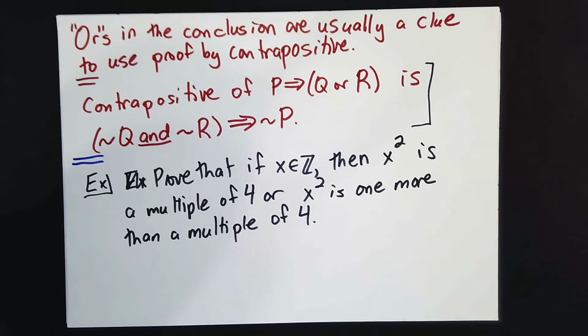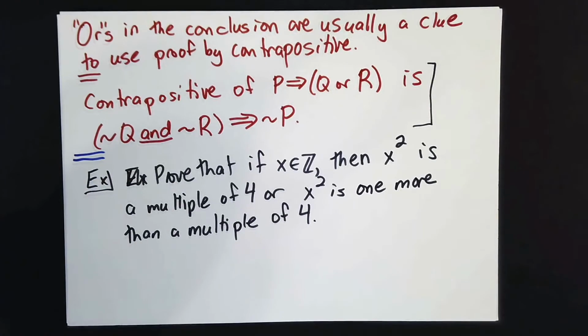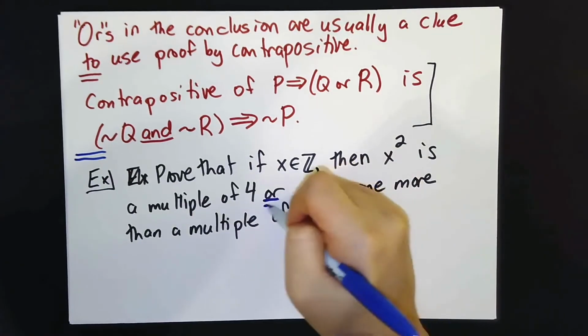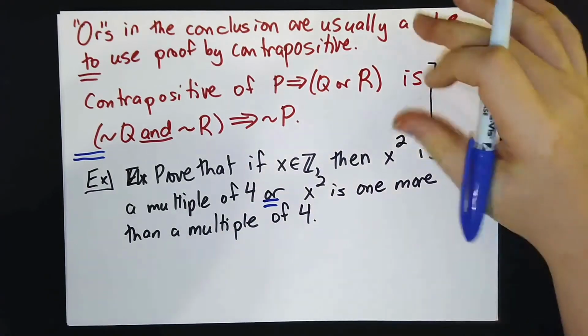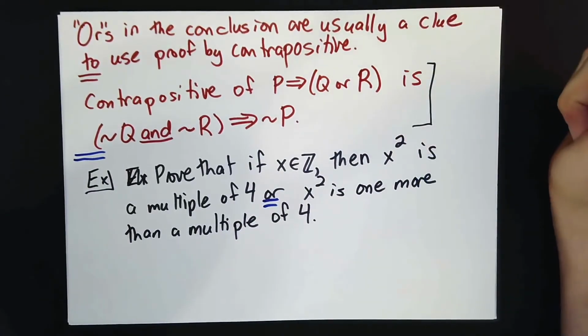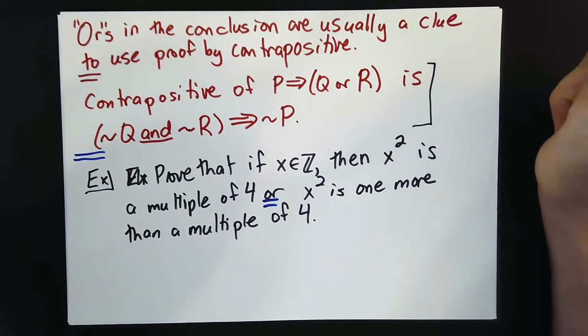So here we're asked, prove that if x is an integer, then x squared is a multiple of 4, or x squared is 1 more than a multiple of 4. So how are we going to handle this "or"? I think you'll find if you attempt to take the contrapositive of this and prove that, it does not go super well.